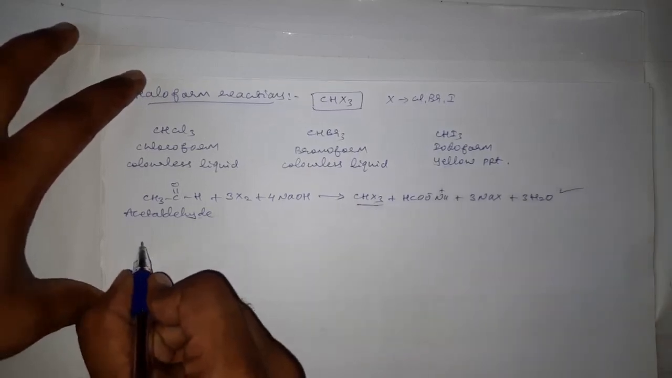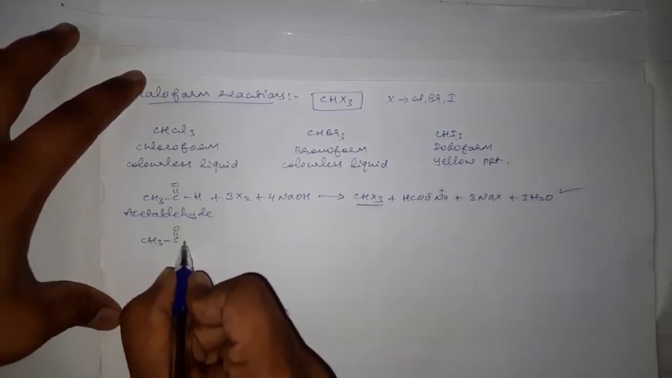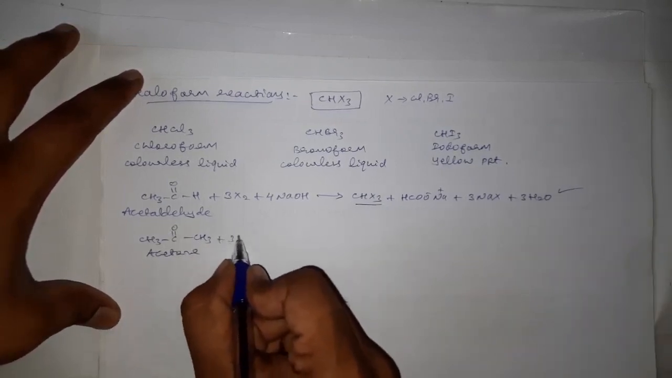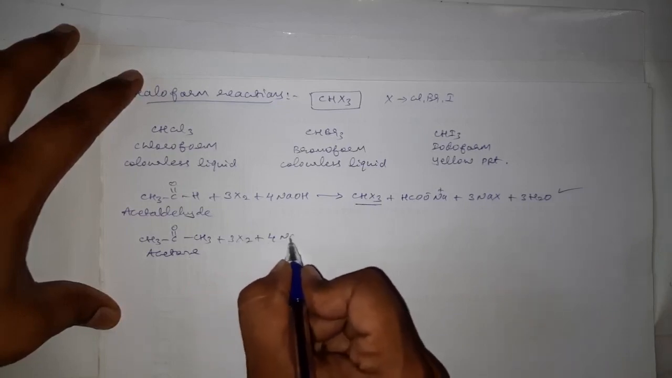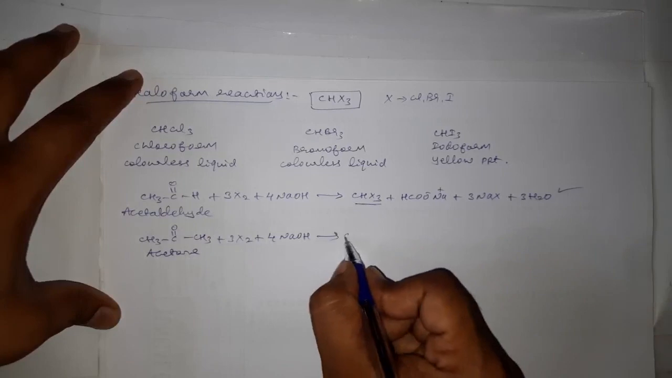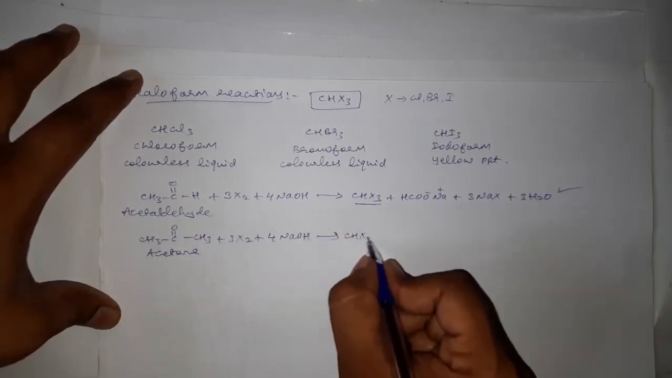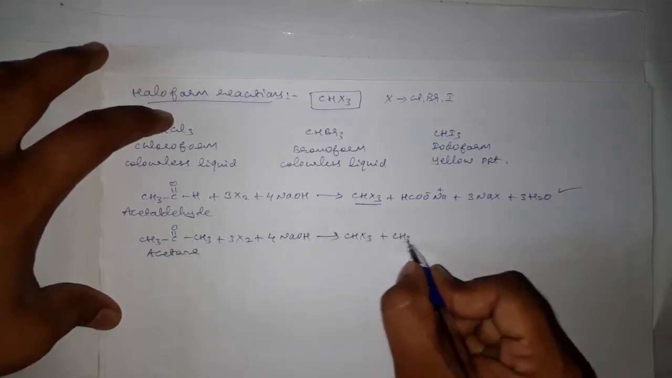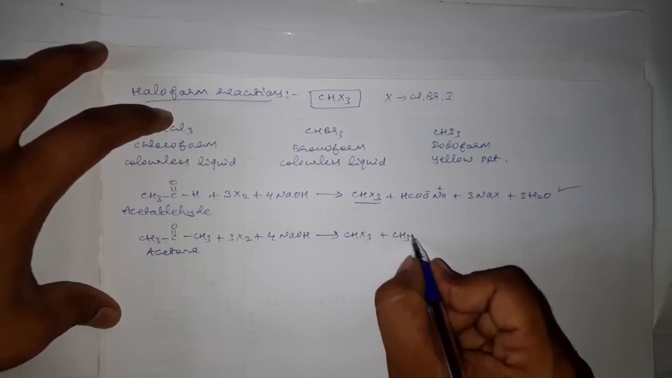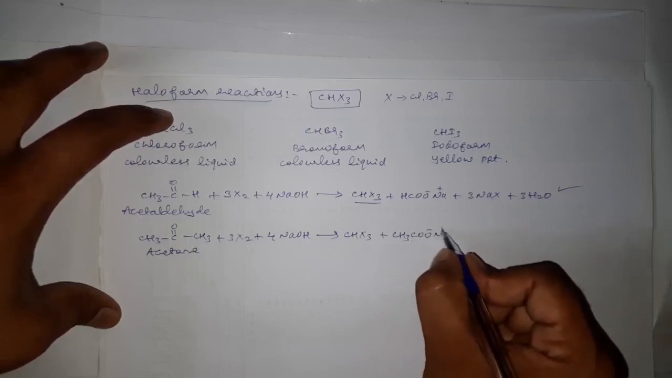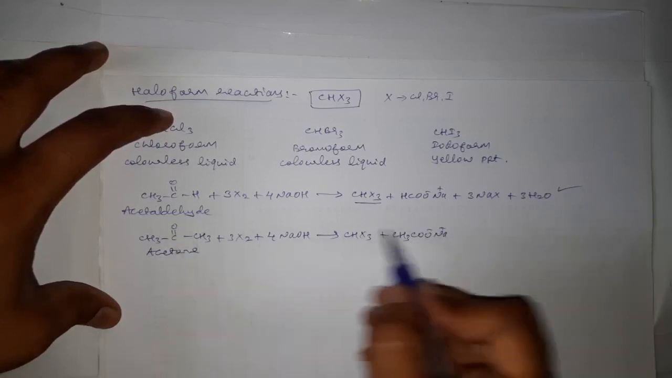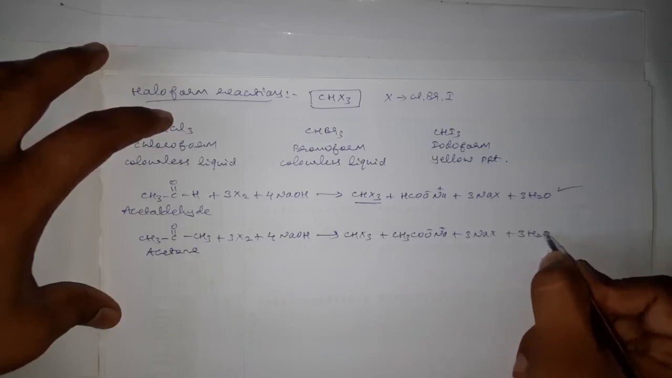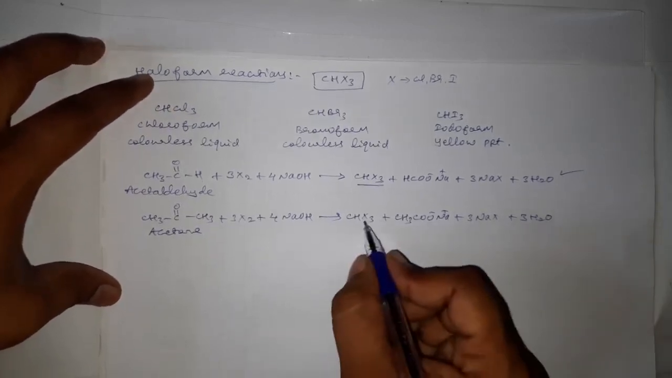Like this we can write for ketones: CH3COCH3, this is acetone. When it is treated with 3 moles of halogen and 4 moles of sodium hydroxide, we will get this alpha methyl group as a haloform, and the remaining part of the ketone is converted into its corresponding sodium salt, CH3COO-Na+, plus 3 moles of sodium halide and 3 moles of water.